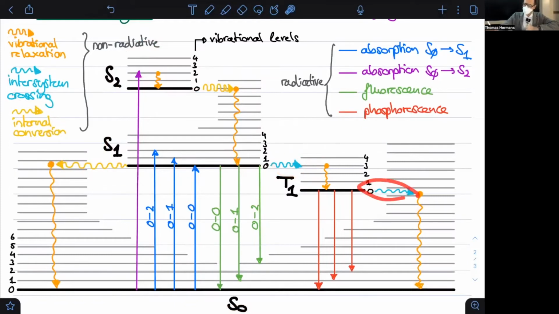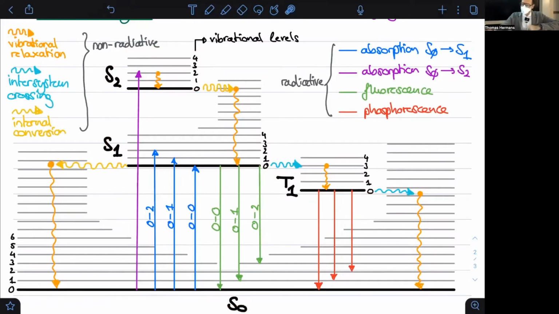Here we have another one where we go from T1 to S0, right? That goes through intersystem crossing. Once you are in the same electronic state, you have vibrational relaxation to the ground state. In this case, to the ground state, or to the lowest electronic state that you are in. Okay, any questions so far? Sorry, we're going to spend some time on this.